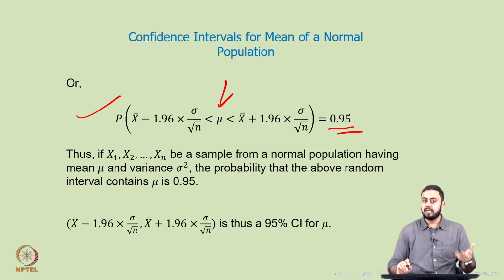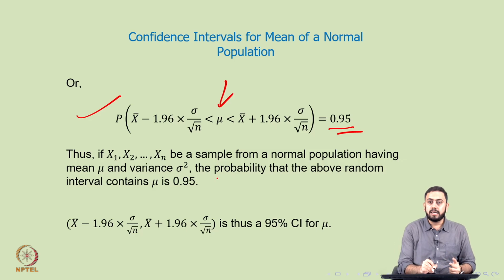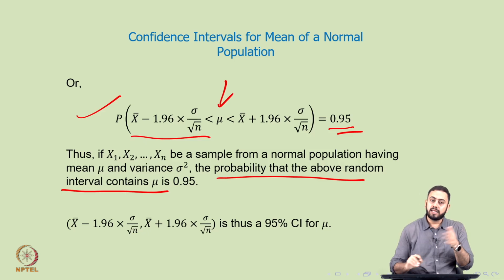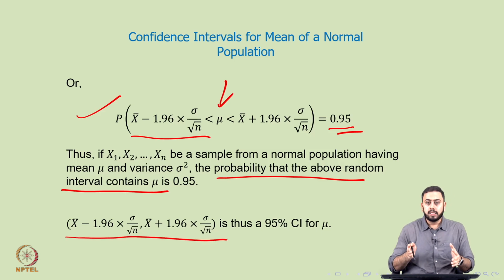Thus the summary point is what? Thus if x1, x2, x3 up to xn is a sample from a normal population having mean mu and variance sigma square, then the probability that the above random interval contains mu is 95%. So what is my final interval here? My final interval is lower bound comma upper bound. The lower bound in this case is x bar minus 1.96 into sigma by root n, and the upper bound is x bar plus 1.96 into sigma by root n. So this entire lower bound comma upper bound is a 95% confidence interval for mu.